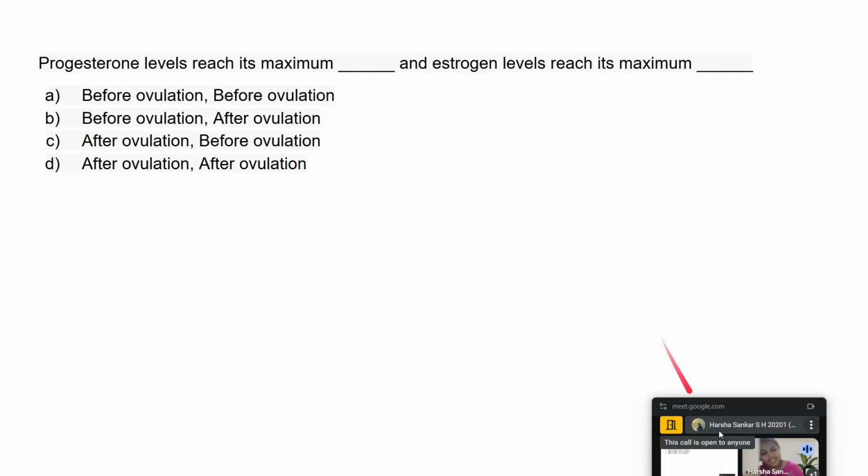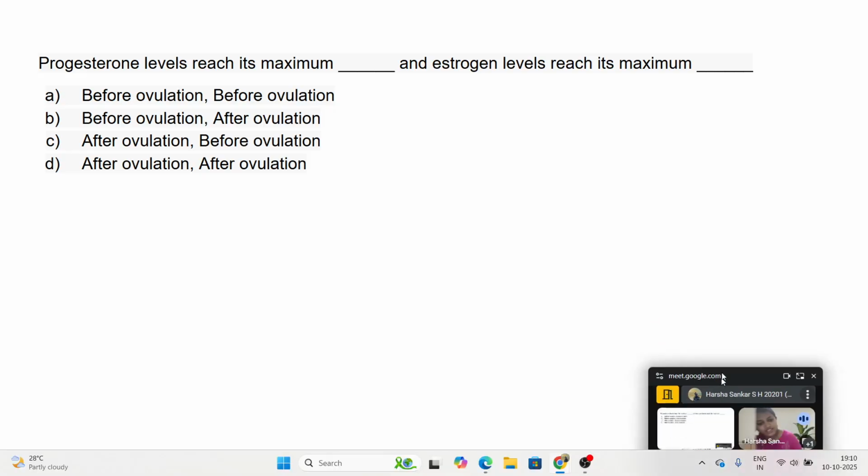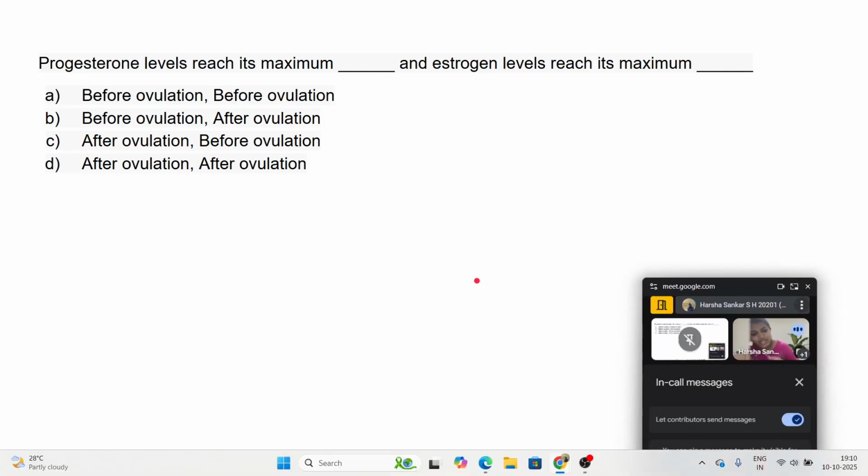Now this is again a question about progesterone and estrogen. Progesterone level reaches its maximum dash and estrogen level reaches its maximum dash. Option A, both before ovulation; option B, before ovulation and after ovulation; option C, after ovulation and before ovulation; option D, both reach their peak after ovulation. What is the correct answer?